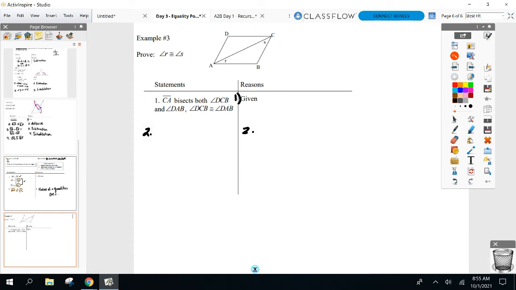Okay. Right away, what do we see in the givens? Something's being cut in half, right? What's being cut in half? CA bisects. So angle DCB is being cut in half, and so is angle DAB. And what do I know about those two angles? Keep reading the givens. Mark it on your diagram. Those angles are congruent. DCB, whole angle, congruent to DAB, whole angle.